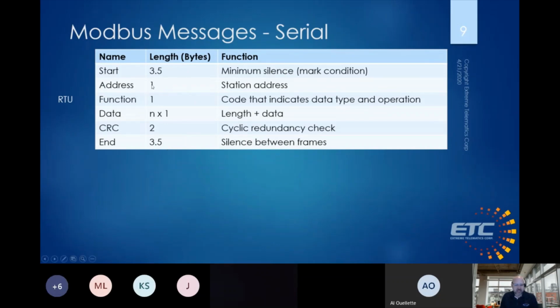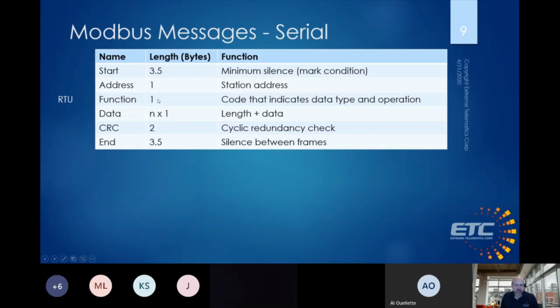The destination station is the next piece of information. It's a single byte that identifies what station it's destined for. Then there's a function code, and we'll get into this in a minute, but this code is going to tell you what type of data or what type of operation you want this message to act on. And then you're going to send a length plus the data following it. So this package is going to vary in size. If you're writing a few bytes, you're going to get a length and a bunch of data. And this is going to change with the function codes.